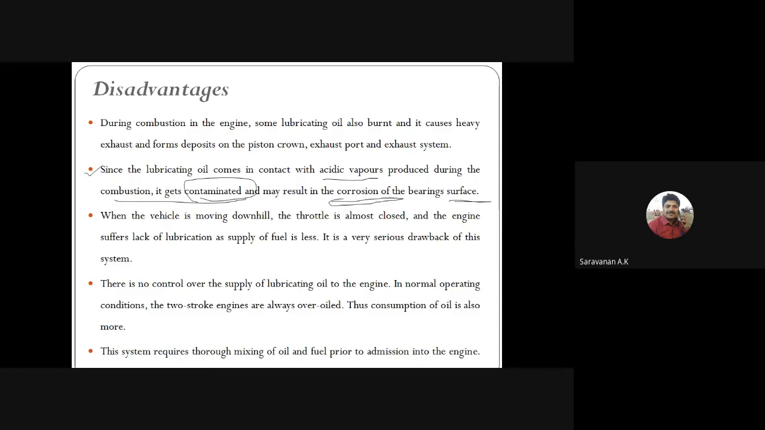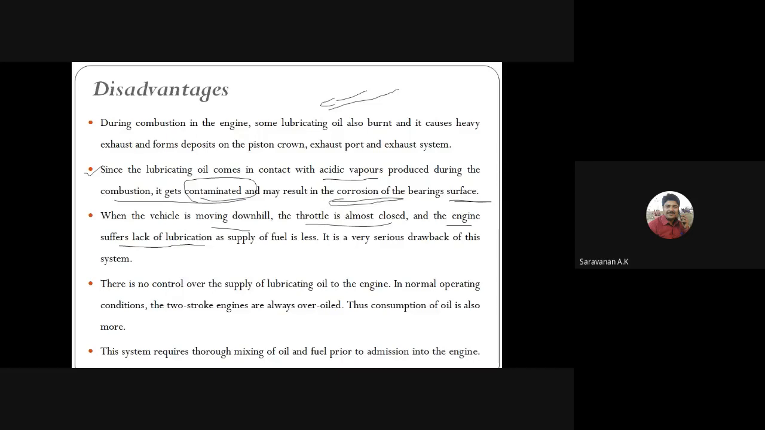Then, when the vehicle is moving downhill, the throttle is almost closed, because we can't give any throttle when the vehicle moves in the downhill direction. At that time, what will happen? The engine suffers from a lack of lubrication, so it will develop more friction.